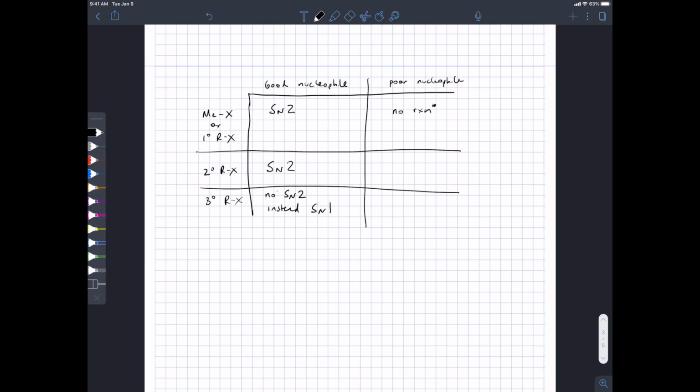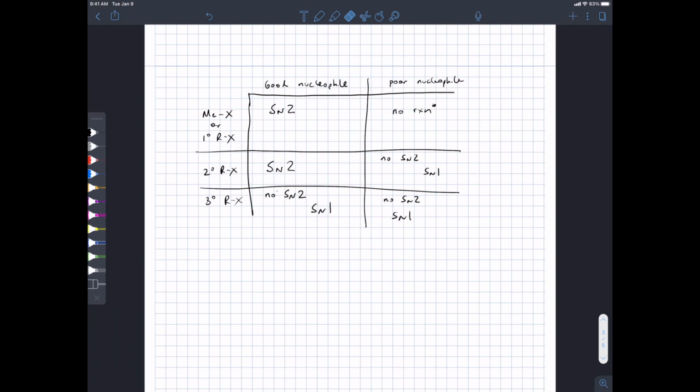In contrast, a poor nucleophile with a secondary alkyl halide probably won't do SN2 because it's not reactive enough. It will wait and then do SN1. And then, of course, for tertiary alkyl halides, there's also no SN2, so SN1 is your option. You can organize things in that way, and that can help you predict products in a reasonable way.